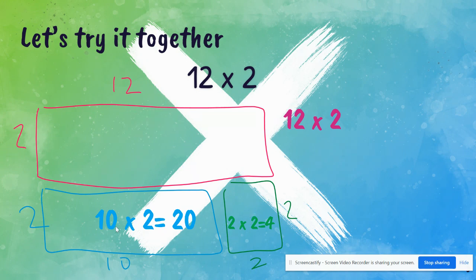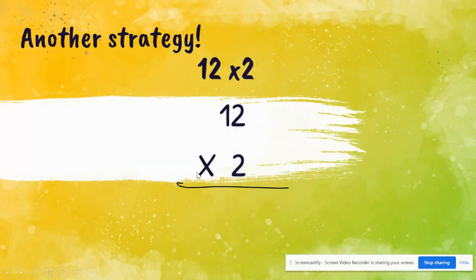So I have 10 times 2 equals 20, and 2 times 2 equals 4, then what I need to do is do 20 plus 4. So I take this answer and add them together to get my big array answer. So this is one option. Another option is to stack it. We did a little bit of this before we left, so you might remember it, okay?